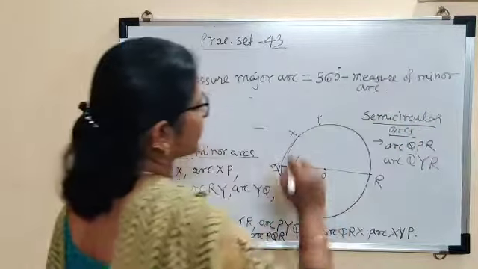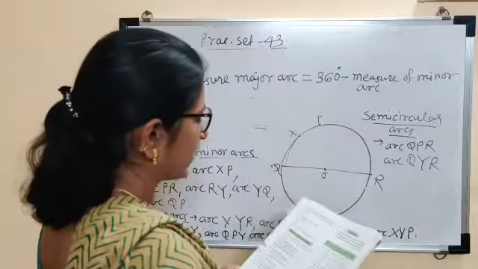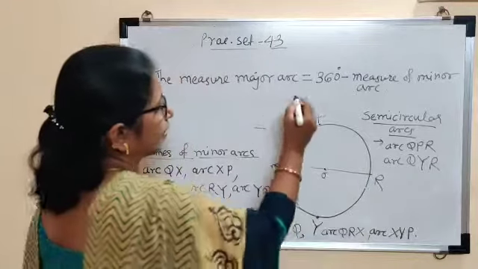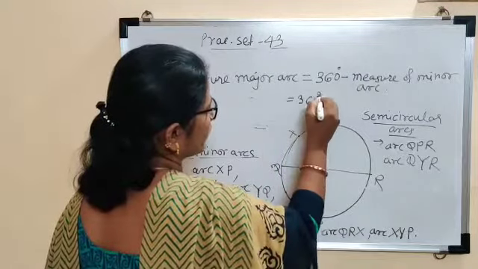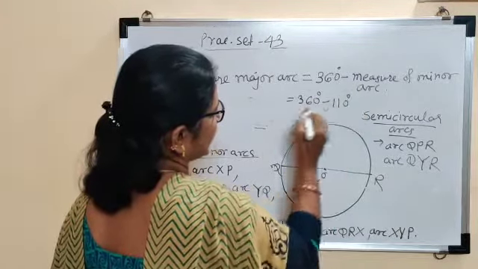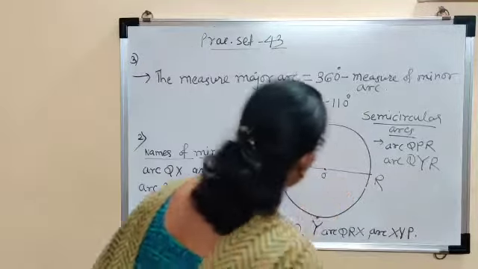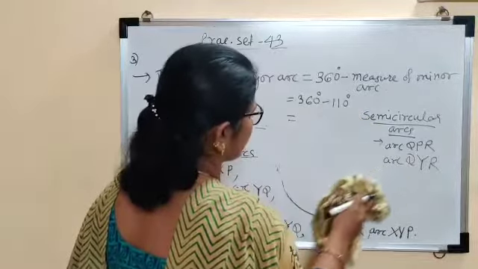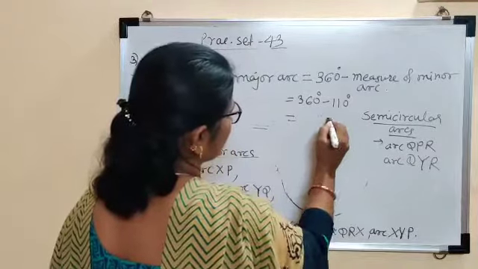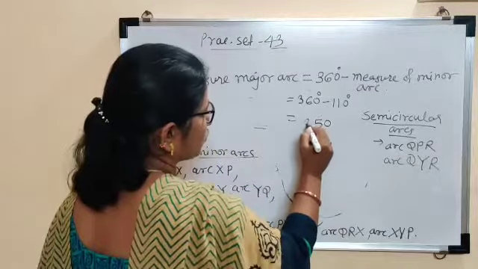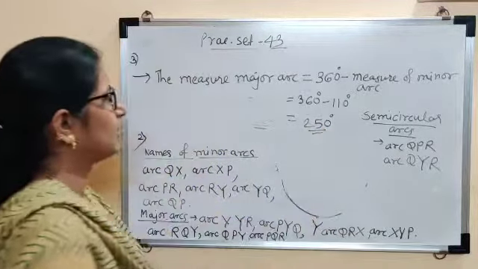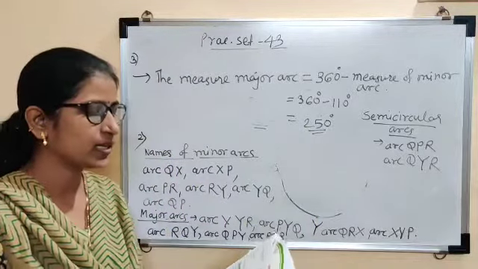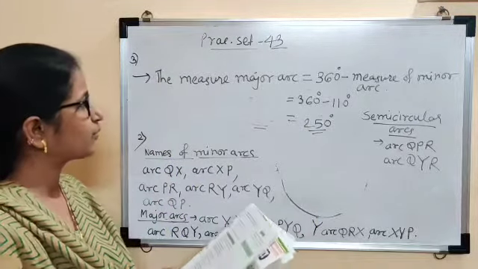What is the given measure of the minor arc? 110. So 360 degrees minus 110. Do the subtraction. This is your answer. 0 minus 0, 6 minus 1, 5, 2: 250 degrees. So at last you write down the answer. The measure of the major arc PYQ.